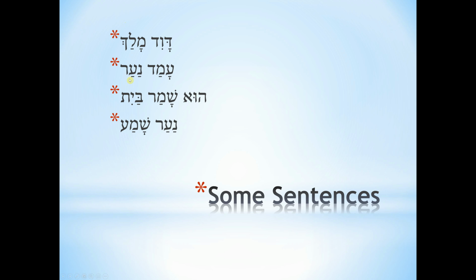Let's look at the next one: amad na'ar. Something you'll notice here, when I read Hebrew, in general, you put the accent on the very last syllable. So in this word, amad, how would you divide the syllables? You have a and then mad. In general, in Hebrew, the accent goes on the final syllable. So amad as opposed to amad, or think of David as opposed to David, and malach as opposed to malach.